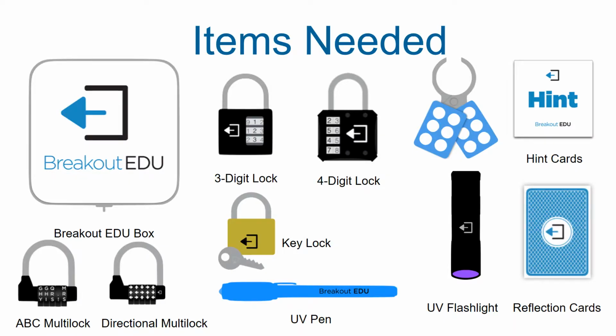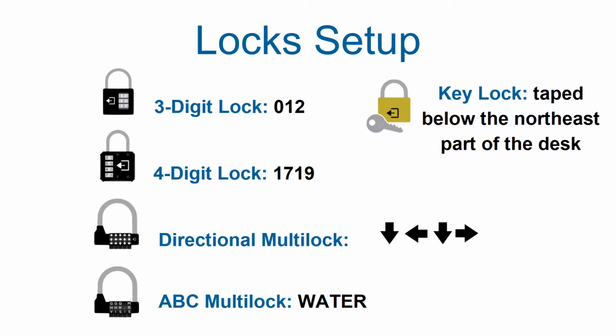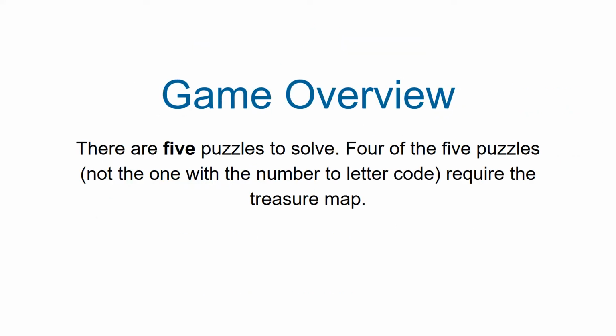Here are the items needed for this game. A breakout EDU box, the ABC multi-lock, directional multi-lock, 3-digit and 4-digit locks, key lock, UV pen, hint cards, reflection cards, and UV flashlights. First, set your locks to the following combination. 3-digit lock is 012, 4-digit lock is 1719, directional lock is down, left, down, right. The letter lock is water, and key lock is taped below the northeast part of the desk.